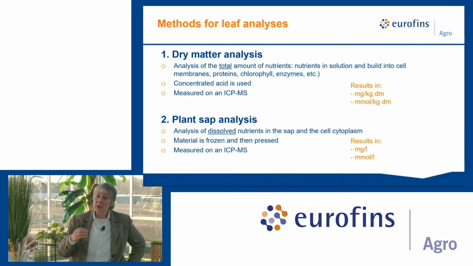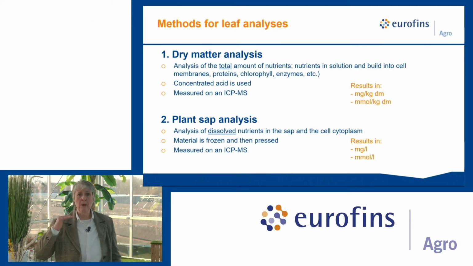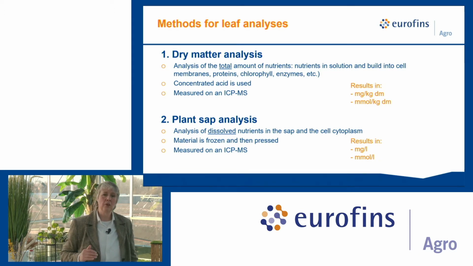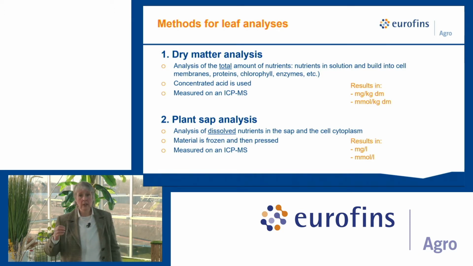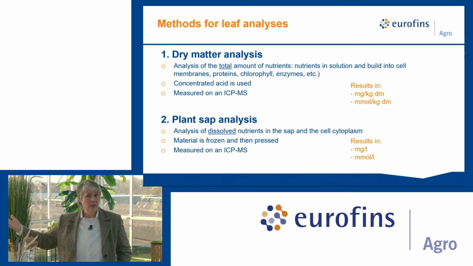If you think about leaves and you want to know what's in there, there are 2 ways to analyze. The first way is a dry matter analysis. That's an analysis of the total nutrient content in the leaf. So that's nutrients that are in the liquid in the plant, in the cell membranes, in the enzymes, in the chlorophyll, everything. What it does, you put the leaf into acid and everything is destroyed and you measure a total amount. It's measured on an ICP-MS mass spectrometer. Your results are in milligrams or millimoles per kilogram dry matter.